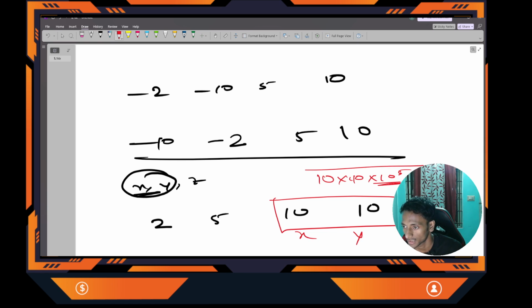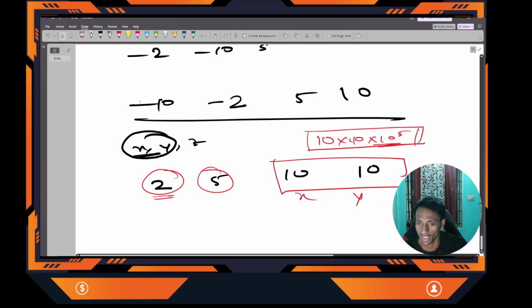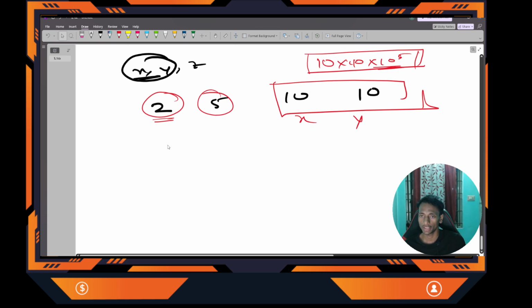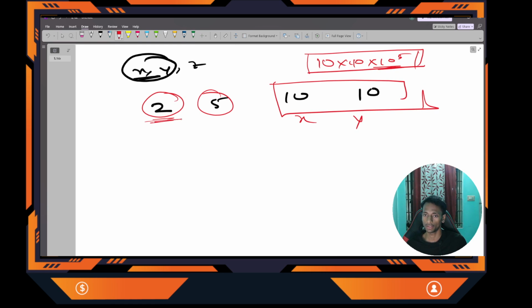This is the maximum value. So I can generate 10 into 10 into 10 to the 5. This is clear. That's why we have to sort corresponding to the absolute value. So this is as simple as that. Just sort the input array corresponding to the absolute value, because anyway we can convert any number.